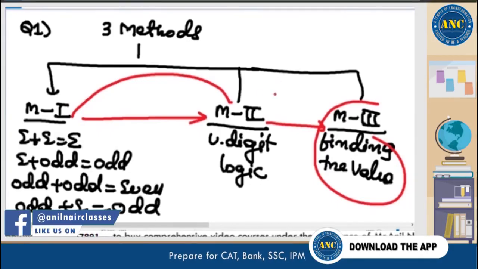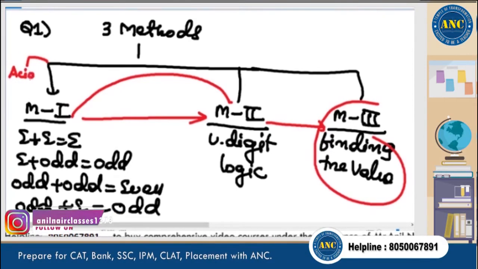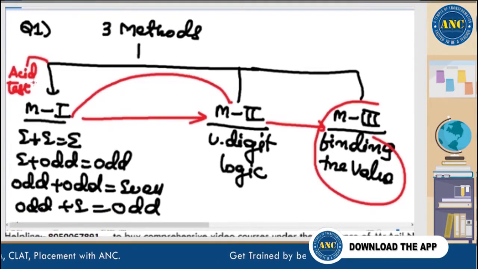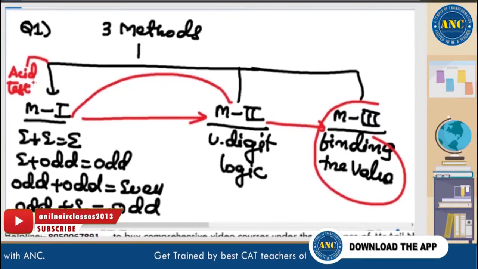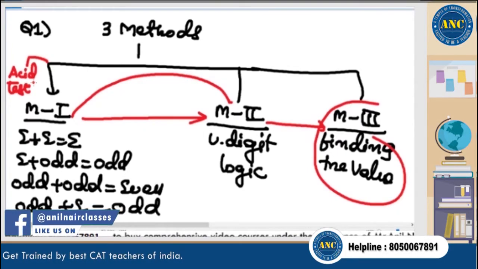There is one more method which we will discuss. Before that, write down acid test. I will come to what the acid test is before you do method 1 and 2. There is a way to solve simplification. If you solve only in that way, you will get the answer very, very fast.